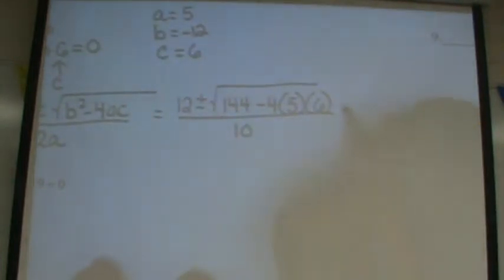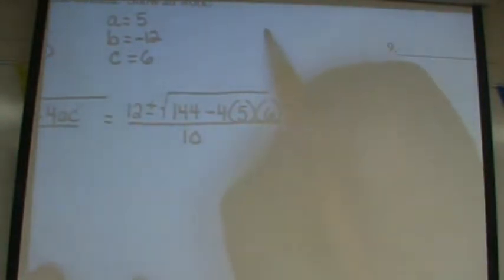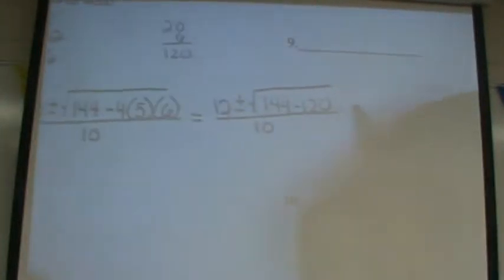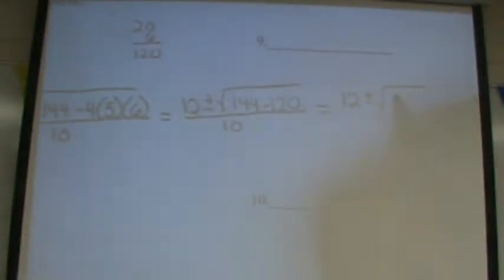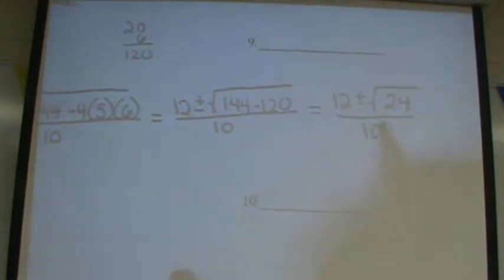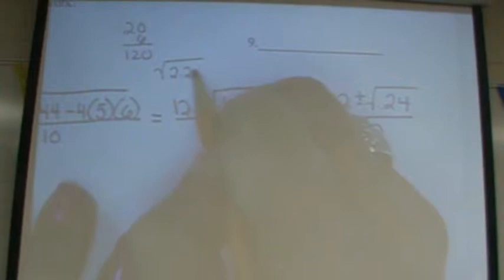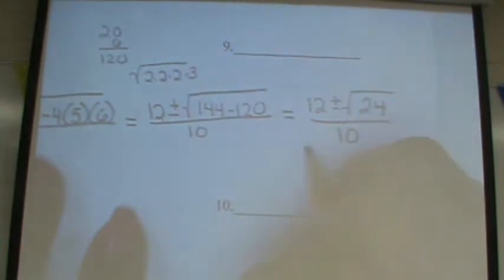Okay, so 12 plus or minus, this is 20. 20 times 6 is 120, so we have one. Show all your work. So if you have a math error, partial credit can be given. That would be 24. And we're going to pull out a 24. If you break 24 up, 2 times 2 is, and then 8. So that would be 2 root 6. So it's 12 plus or minus 2 root 6 over 10.